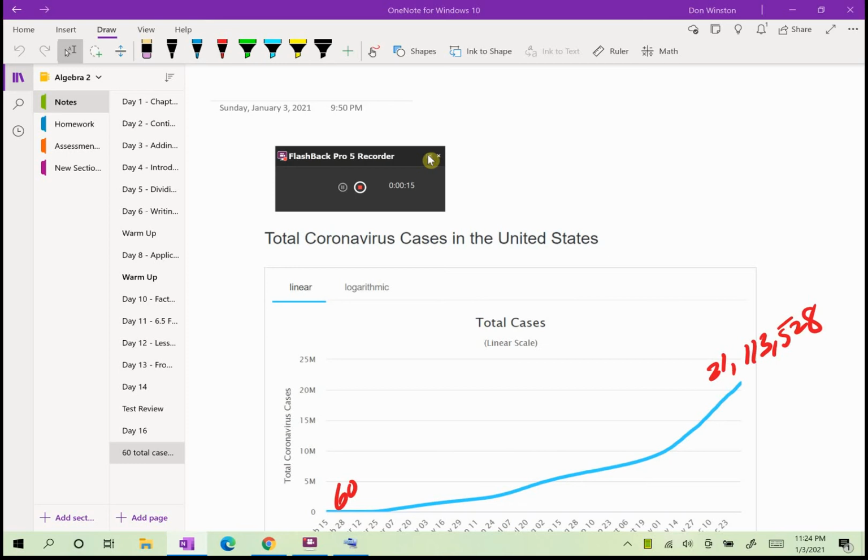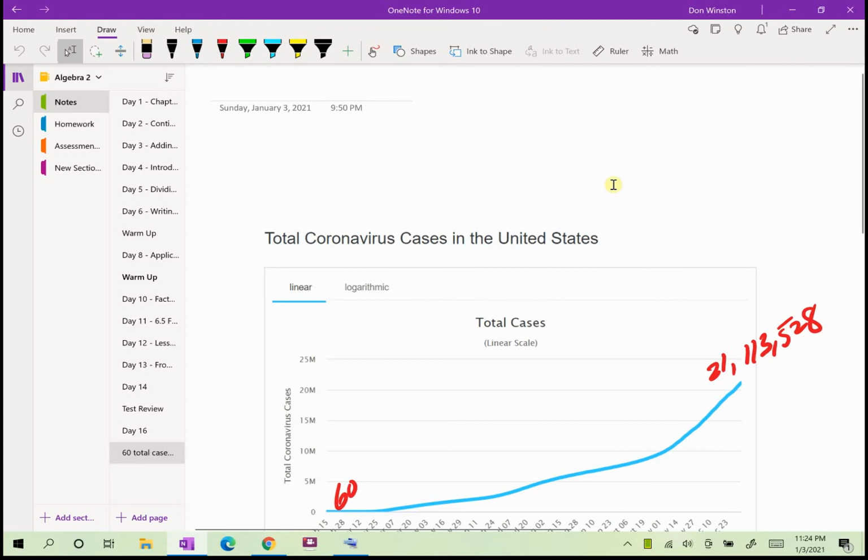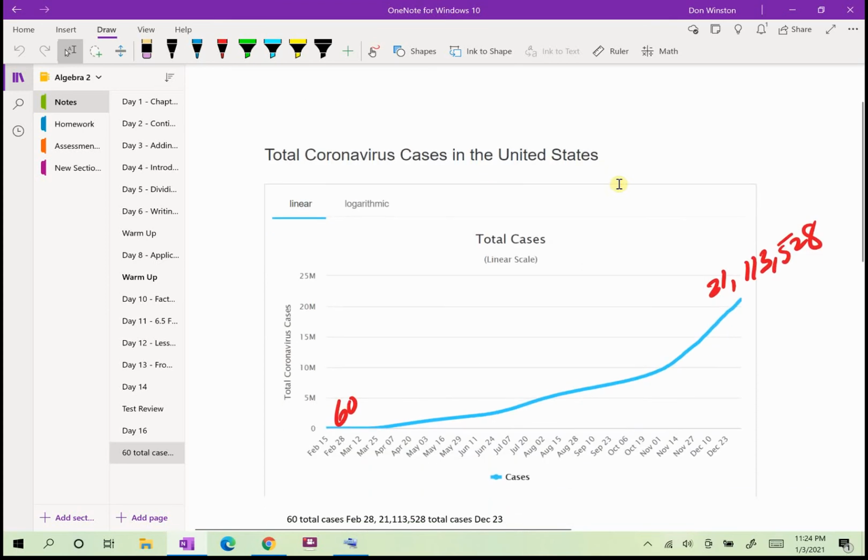Okay, but today we're going to begin our study of exponential functions, and the COVID-19 crisis is a good illustration of what an exponential function is.